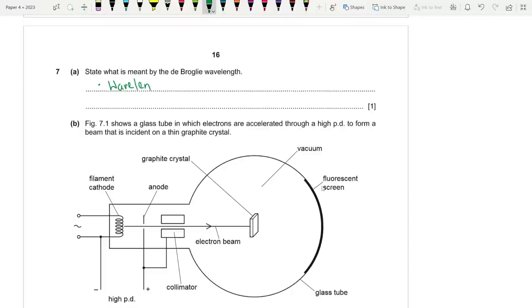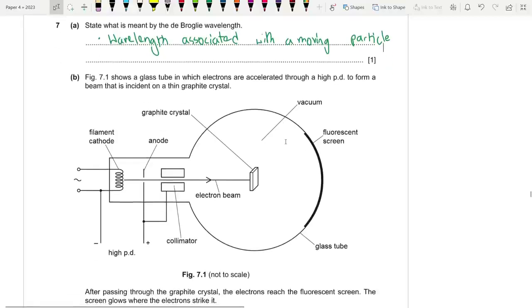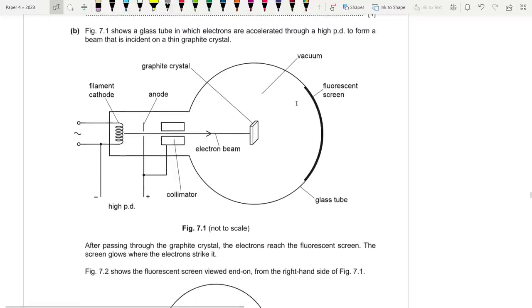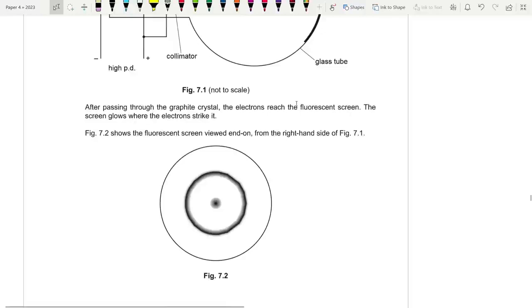It is the wavelength associated with a moving particle. Very important. So this is it, where lambda is equal to h by p. Now, figure 7.1 shows a glass tube in which electrons are accelerated through a high potential difference to form a beam that is incident on a thin graphite crystal. After passing through the graphite crystal, the electrons reach the fluorescent screen. The screen glows where the electron strikes it. So it forms a pattern like this.